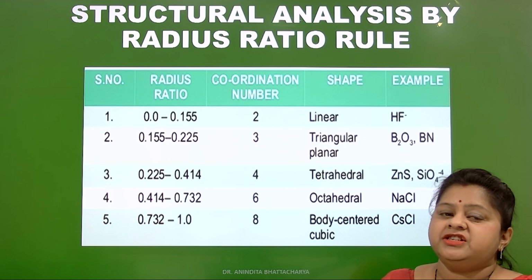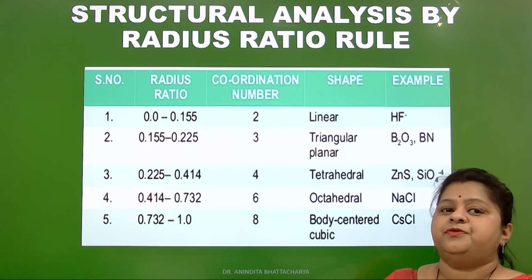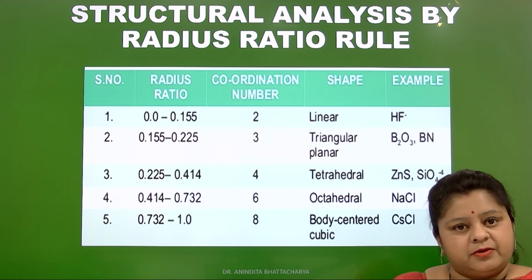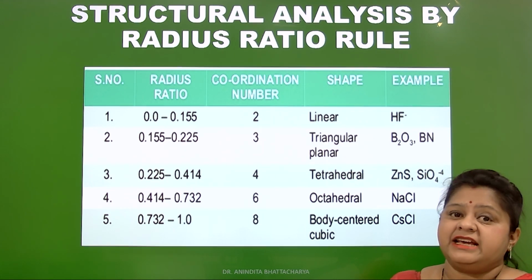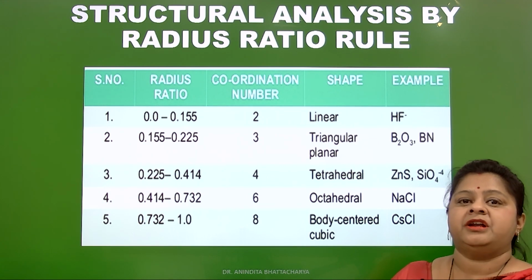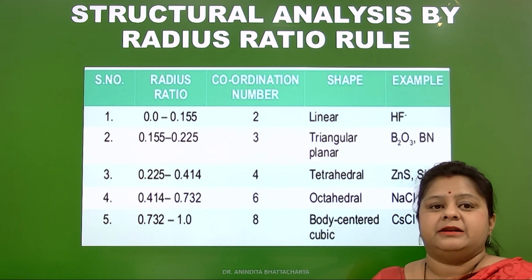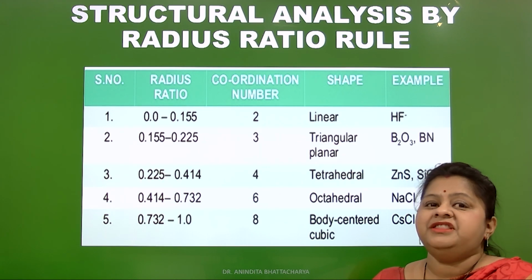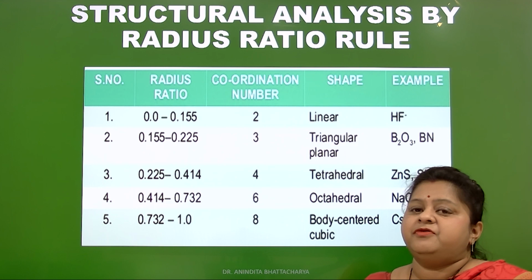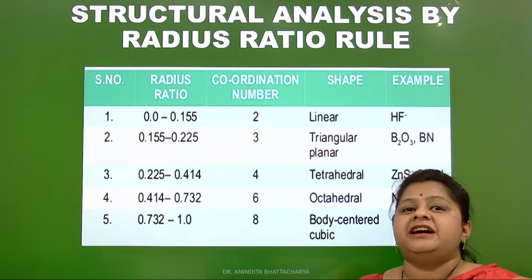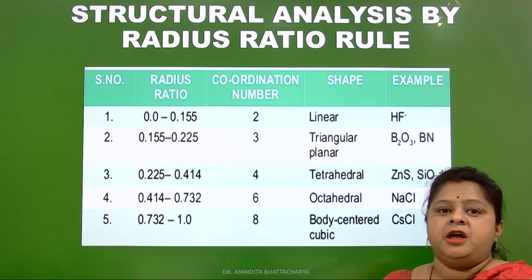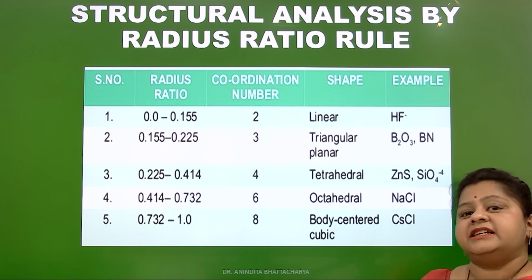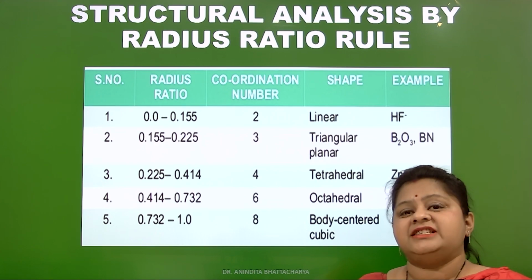If it ranges from 0.414 to 0.732, the coordination number will be 6. The shape will be octahedral like your NaCl. And the last, if it ranges from 0.732 to 1, it will have the coordination number 8 and the shape will be body centered cubic, and the example is your cesium chloride.